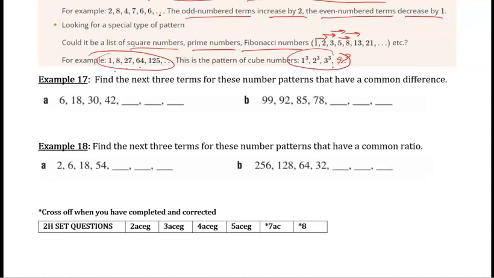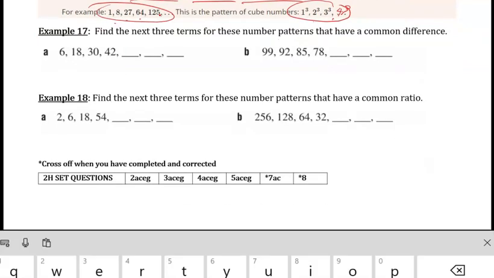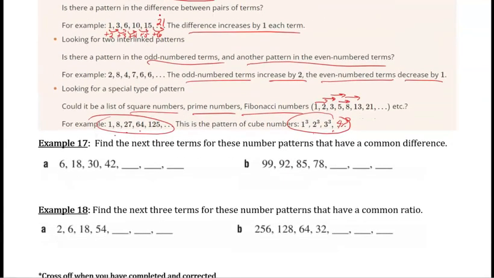So find the next terms for these. We have to find the common difference. If we're talking about difference, we are talking about adding or subtracting the difference between these numbers. So how do I get from 6 to 18? Well, 18 minus 6 is 12, isn't it? So in this case, I'm adding 12. I can use my calculator and check that I've got it right. I've got 12. So the next number, if I add 12 to 42, is going to give me 54. And then 66, 78. I can do it in my head.